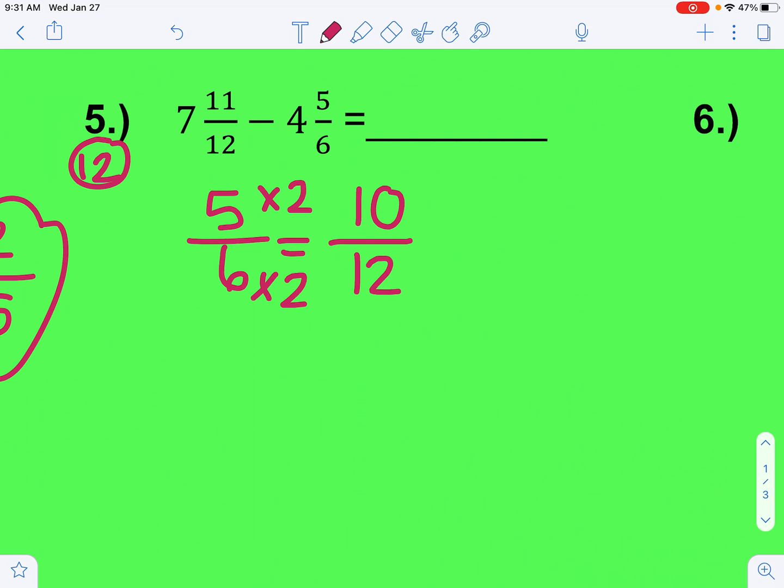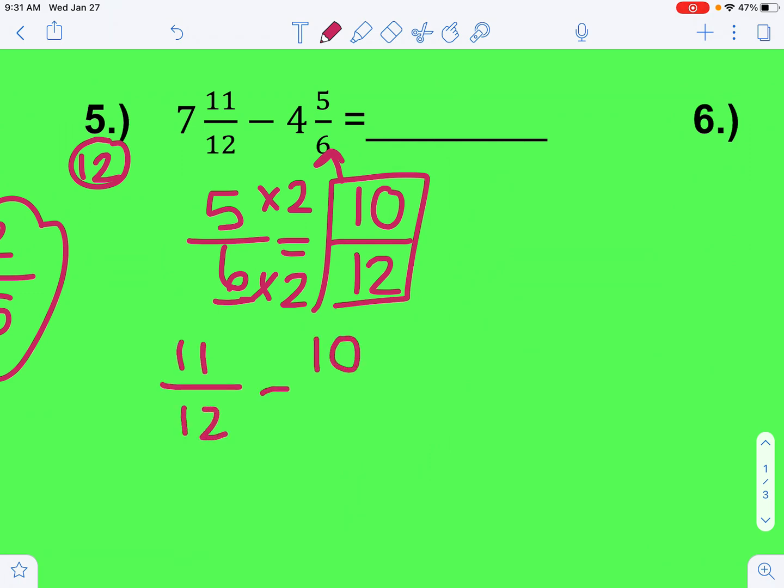Alright, now this is the important part where some of us might get it wrong. This 5/6 and 10/12 matches with this one. So we're taking 11/12 minus our 10/12. Okay, you can't switch them around. It has to stay in order.